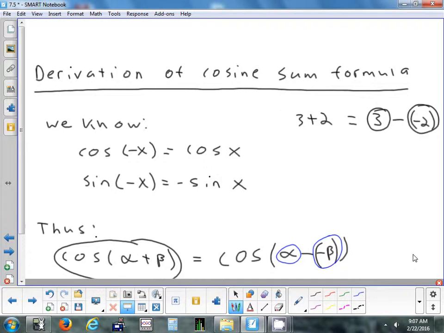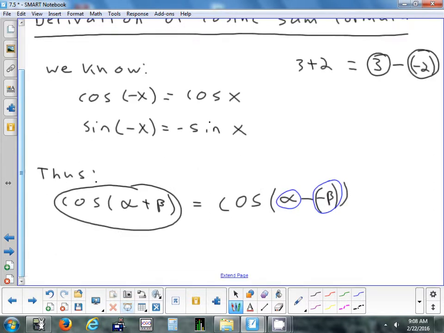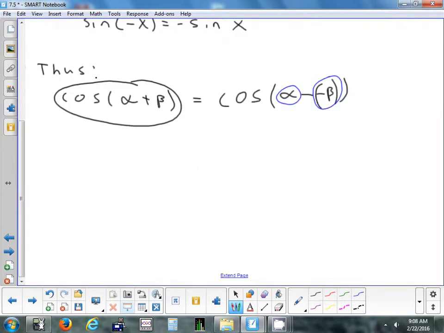And once we do this out, we're going to have a formula for cosine sum that we can just write down and use whenever we need it. If you didn't want to have to memorize cosine sum, you could do this every time. Just rewrite it as a difference and use that formula. Okay, but I think it's faster to just have one for a sum. All right, so we need cosine, cosine, plus sine, sine.